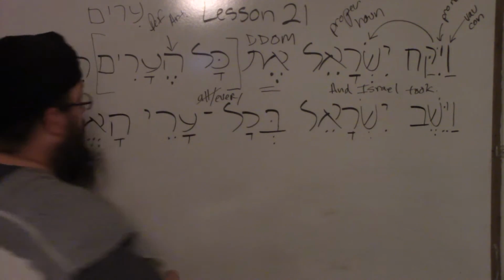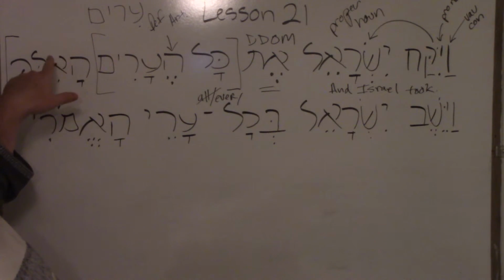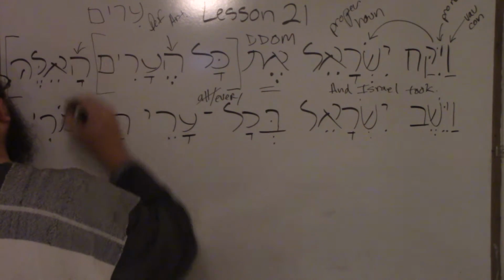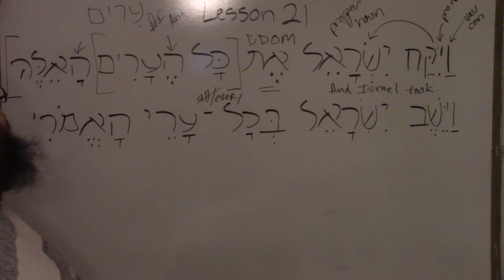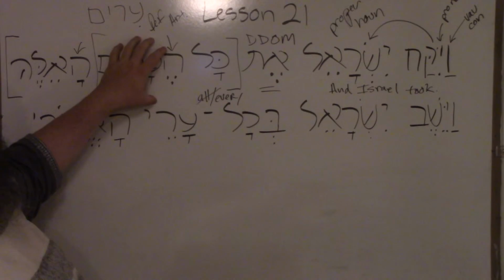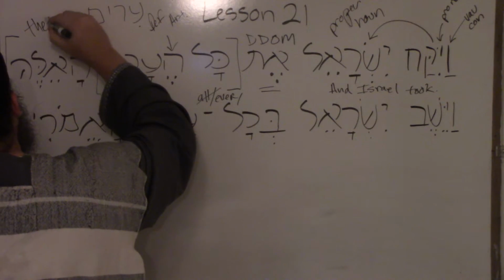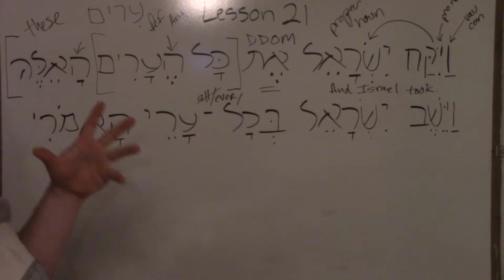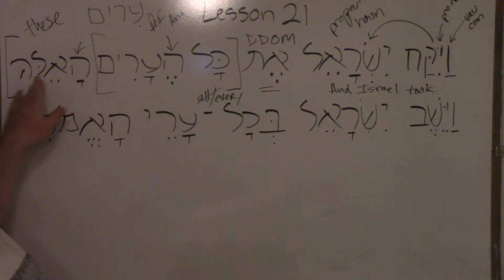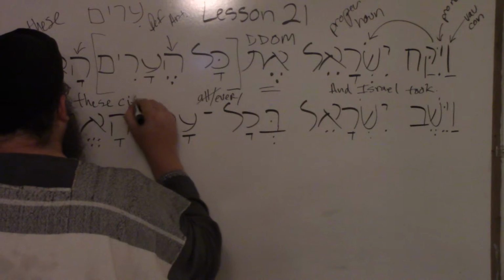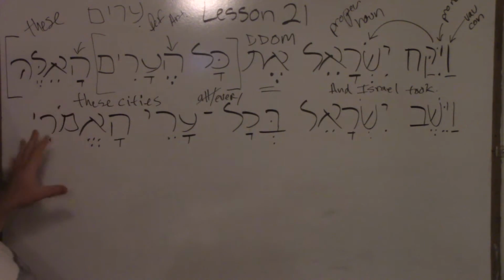since we have a demonstrative pronoun that finishes the statement, ha'ele, this has to have the hey article because it's in agreement with the noun here. Okay, so ha'ele is the word for these. Don't say "the these," because that's not what it's saying. It just has to agree with the definiteness of the actual noun. So, kol he'arim ha'ele, all of these cities.